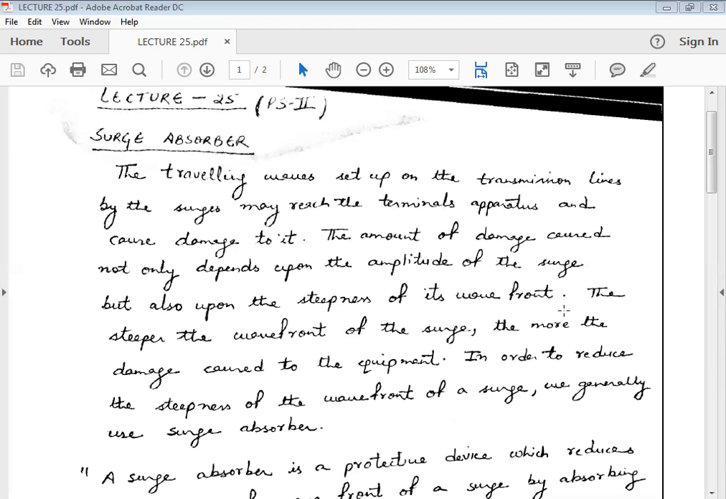We discussed in the previous class the various types of lightning arresters: rod gap arrester, horn gap arrester, multi-gap arrester, expulsion type arrester, and valve type lightning arresters. So there are 5 categories of lightning arresters available. Proceeding further, there is another method for protection against surges, that is the surge absorber.